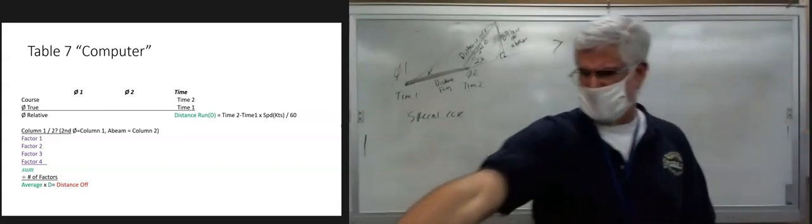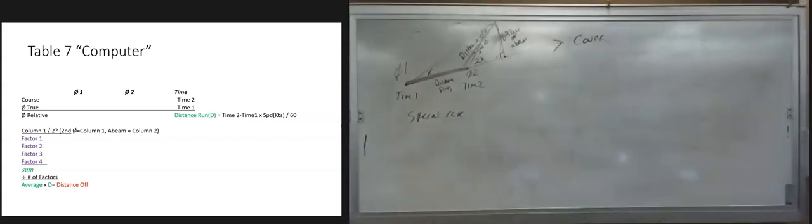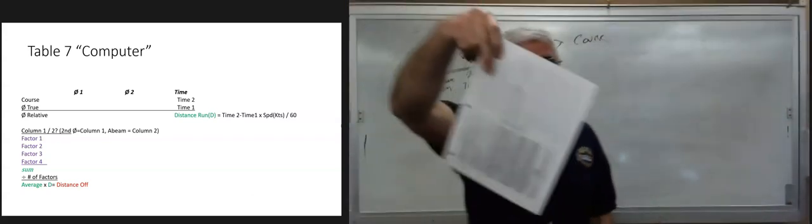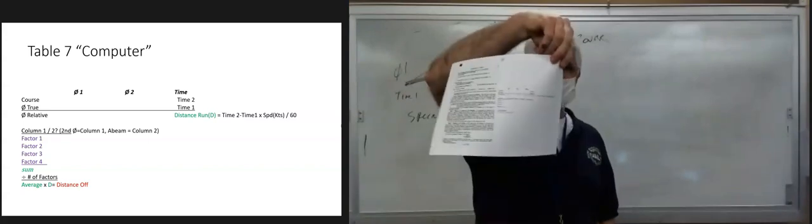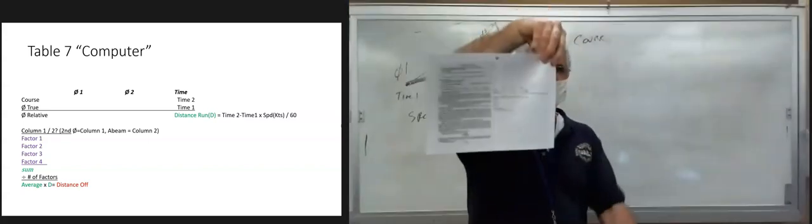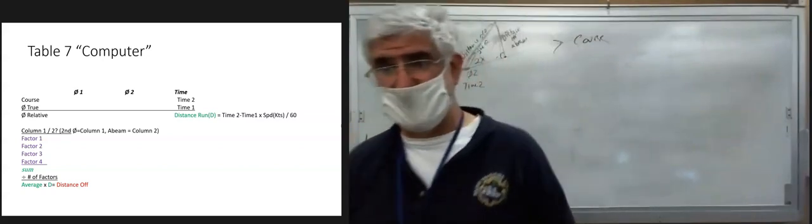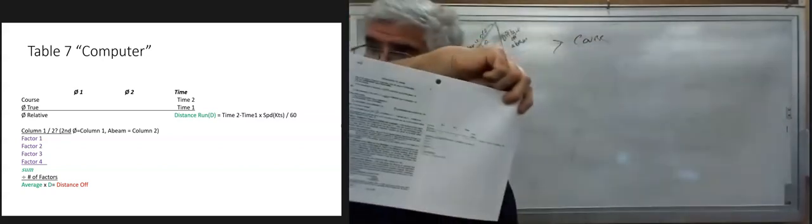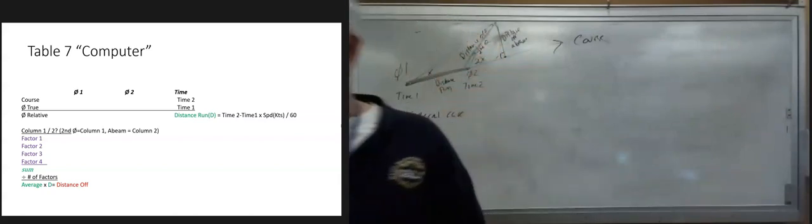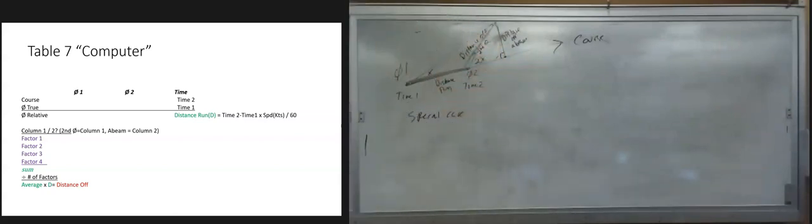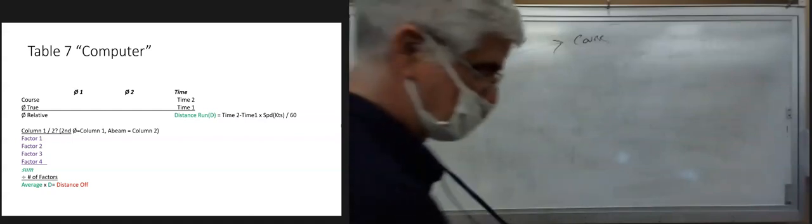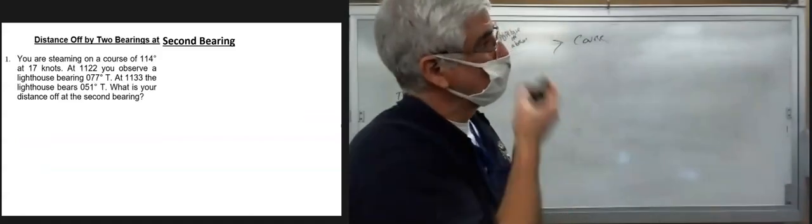So I gave you, I think on, okay, yeah, here you go. This is this handout, the very first page, okay? Right there, that's that method. Okay, it's going to take a little explaining to do. So I'm going to have to explain this little computer, and I'm also going to have to explain table 7, and we're going to do that. Okay? All right. Here you go.